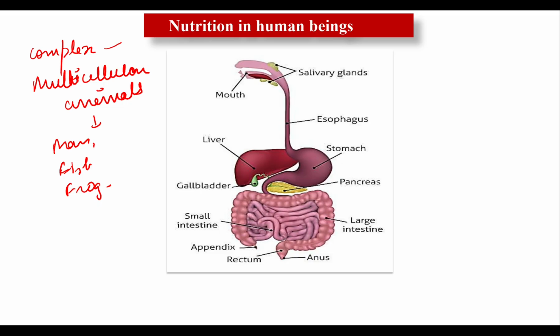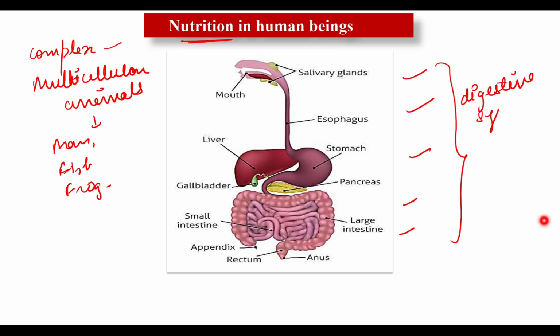Come to the point: all the processes involved in nutrition are performed by a combination of digestive organs. So these are the digestive organs, and this combination of digestive organs is known as the digestive system.